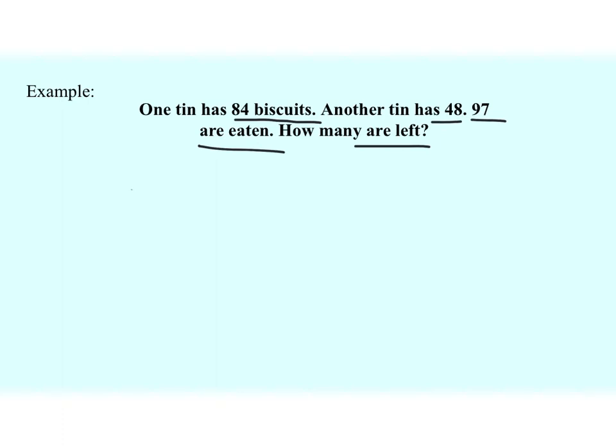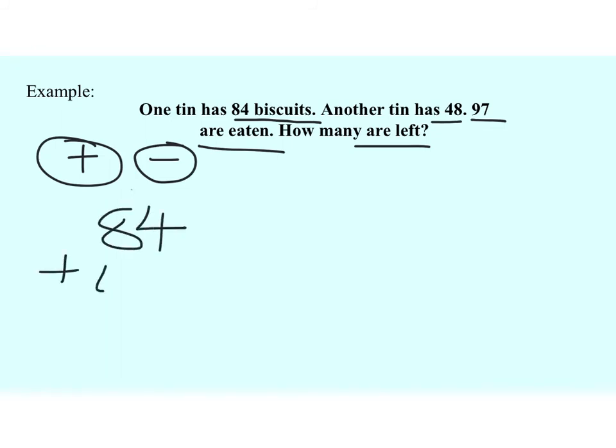Step 3 is to choose what calculation we will be using. So I think we will need to use adding and subtraction. So I'm going to be using these two calculations. Step 4 is solve the problem. First of all, I need to add the biscuits together. So I need to add the 84 biscuits that are in one tin and the 48 biscuits that are in the other tin to find out how many biscuits there are in total.